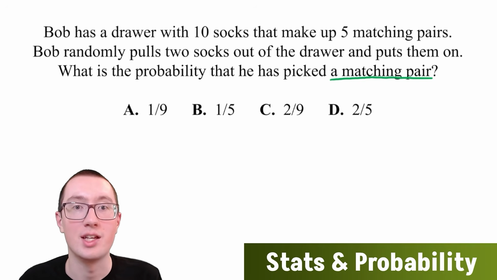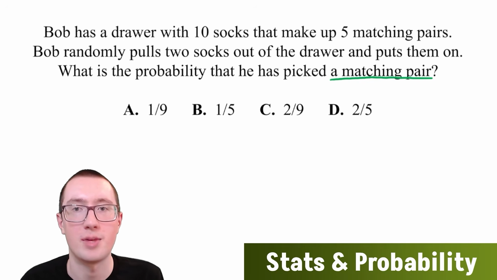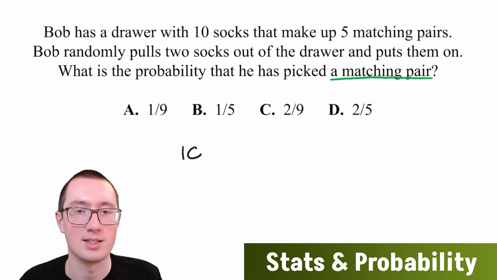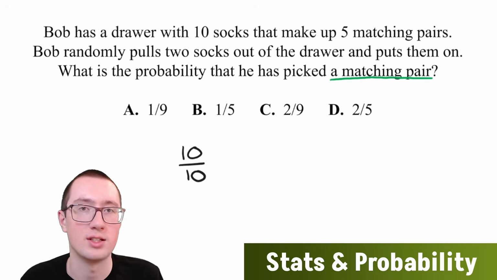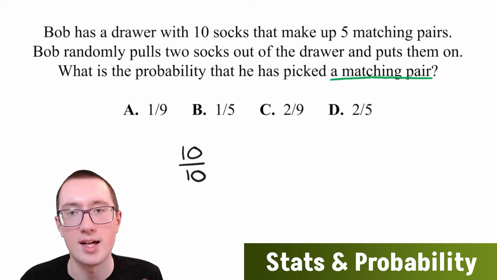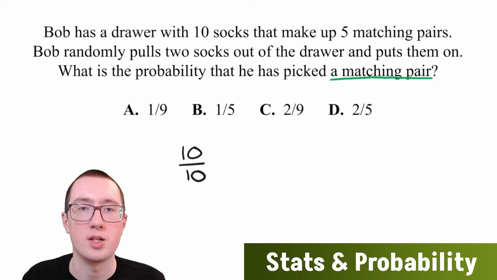So what is the probability that when he chooses the first sock, it disqualifies him from picking a matching pair? Well, there is no probability of that, right? No matter which one he chooses, he still has a chance of picking a matching pair because every color has a matching pair. So his odds of staying in the game are 10 out of 10. But you can just ignore this fraction because it doesn't even affect the probability. What we do care about is the second sock, because that's going to determine if he's picked a matching pair or not. So it really doesn't matter which one he picked first.